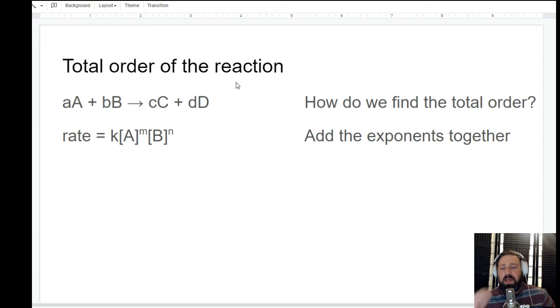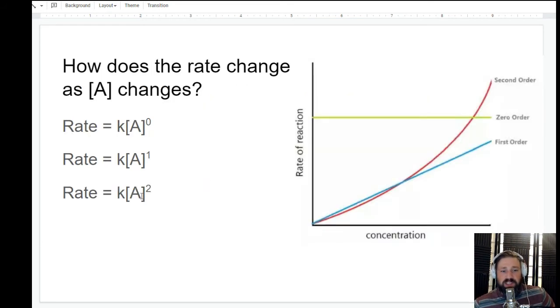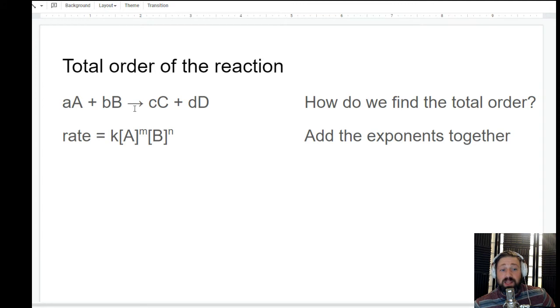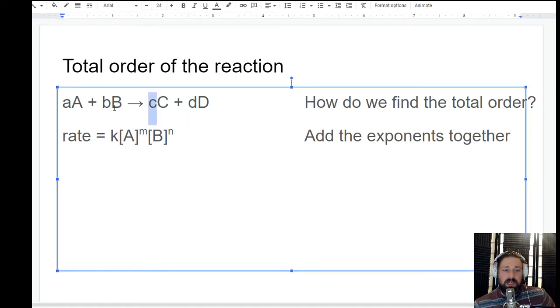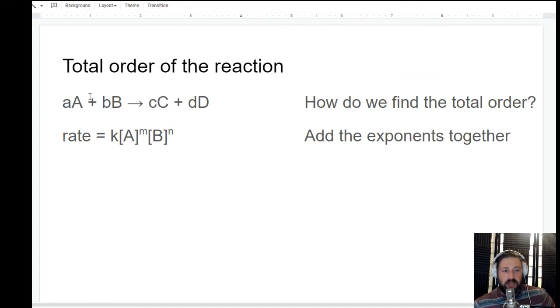Okay. Now, this is all fine and dandy whenever we just have one reactant. If we have one reactant, that's fine. But a lot of the time we don't have one reactant. We have a lot of reactants. Okay? And let's say we have this general reaction, aA plus bB goes to cC plus dD. These smaller case letters here are their coefficients. Okay? And the rate law is just going to be the reactants.